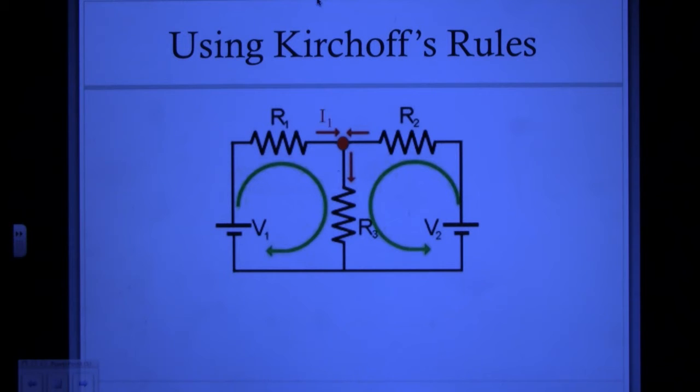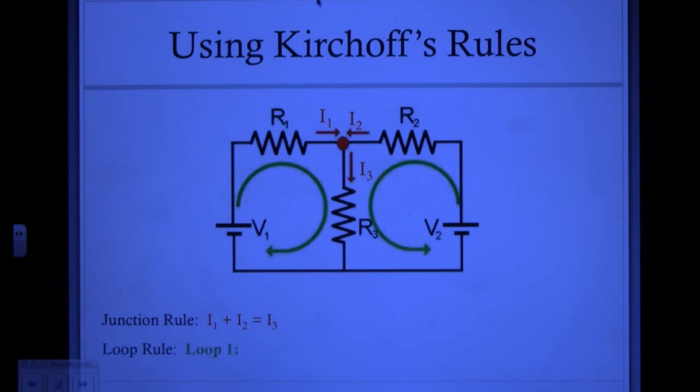Current 1 enters the junction, current 2 enters the junction, and current 3 leaves the junction. The junction rule can then be written as I1 plus I2 equals I3, or the current into the junction is equal to the current coming out of the junction.